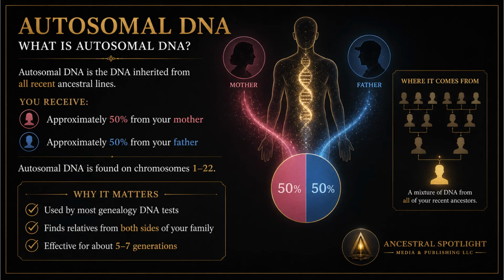Autosomal DNA is what most people receive when they test with companies like AncestryDNA, 23andMe, MyHeritage, or FamilyTreeDNA. Think of autosomal DNA as a giant mixture of DNA inherited from all of your recent ancestors. This is the test that generates cousin matches and powers most family history discoveries. Because autosomal DNA becomes diluted over time, it's generally most useful within the last 5 to 7 generations.